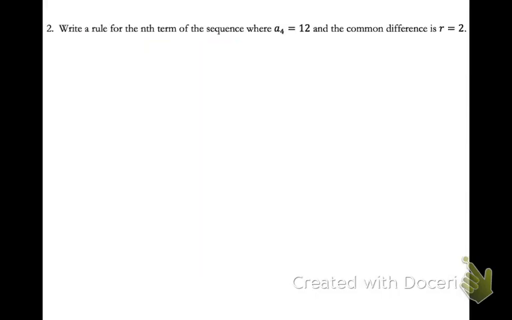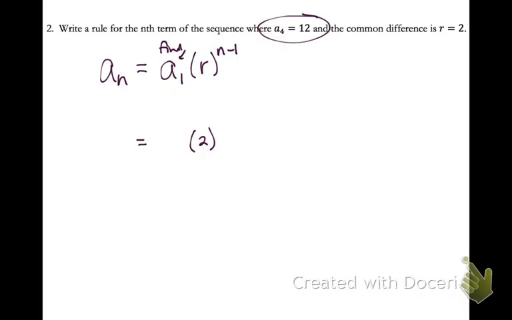Okay, next we're going to write a rule for the nth term of the sequence where a sub 4 is 12 and the common ratio is r equals 2. So now we have to fill in the pieces that we know. So let's start with our general formula. We don't know a sub 1, and that's what I'm going to need to find first. Okay, so first of all, I do know r, that's 2. And since I know a term, I know that n is 4, and a sub n is 12.